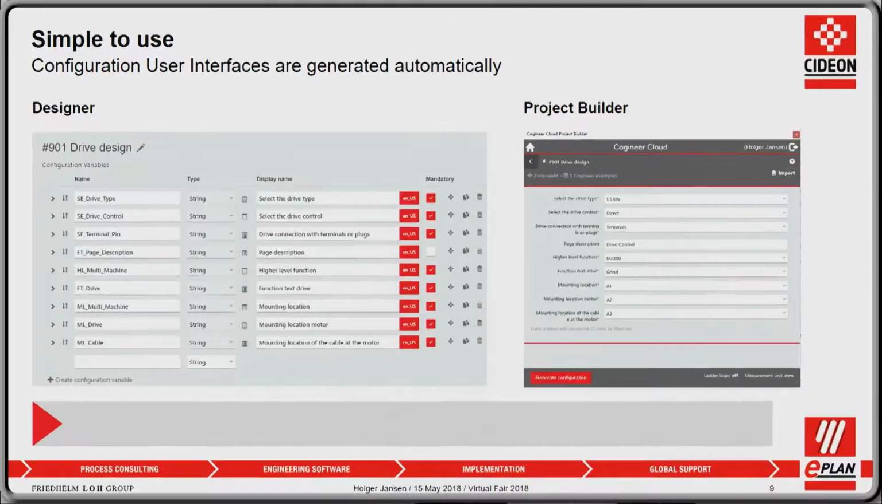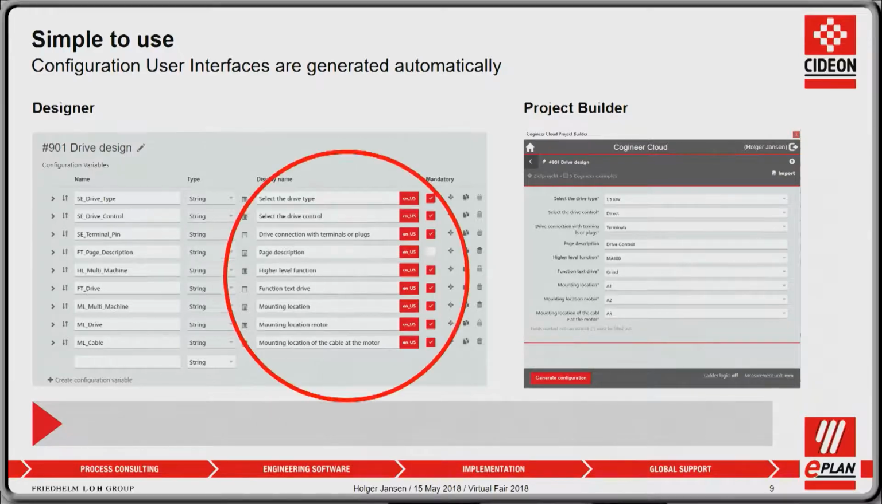What makes Cogeneer so unique? I show you another example. When designing the rules based on, we call it configuration variables, inside the ePlan designer, you can see it on the left side. You don't have to take a look at all the details or understand it in the moment, but just imagine this is the layout of the configuration variables.